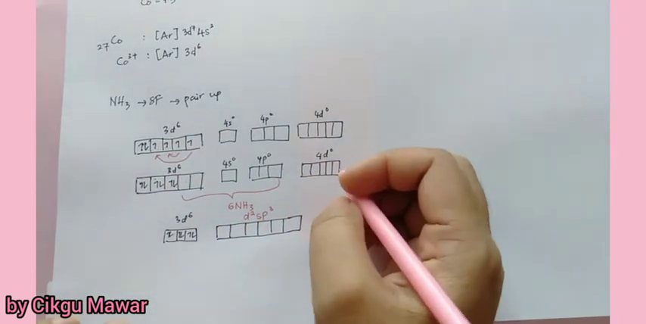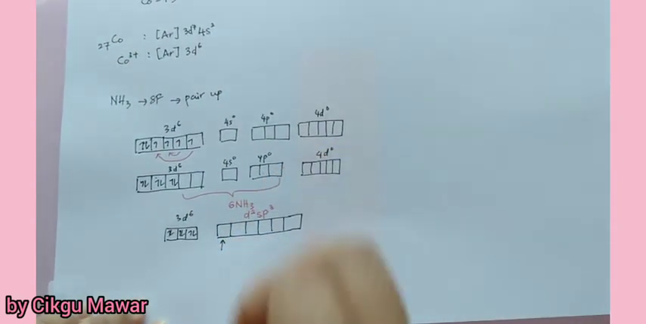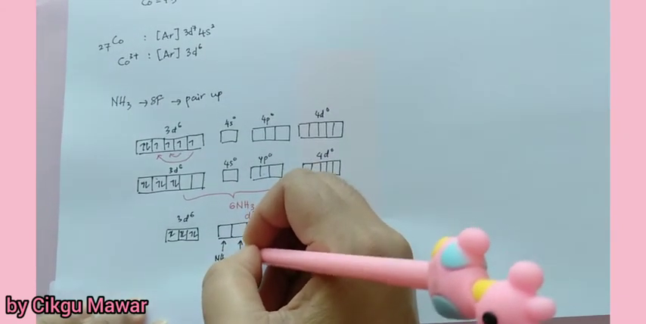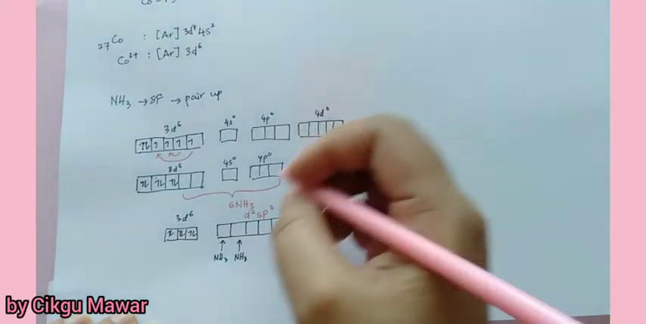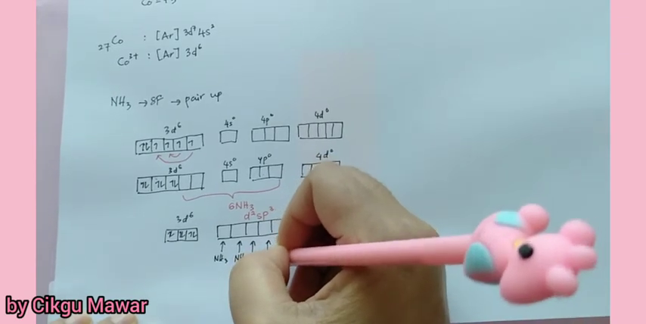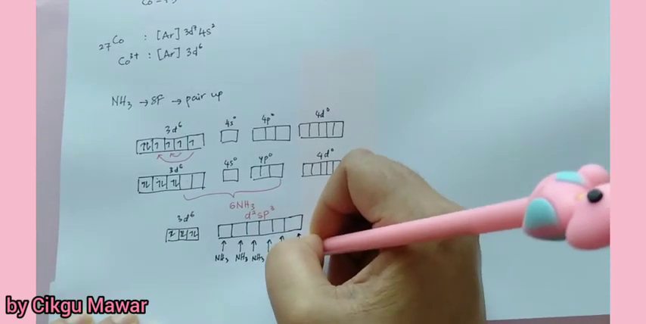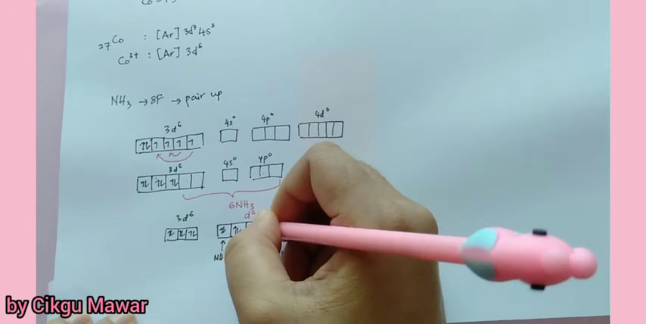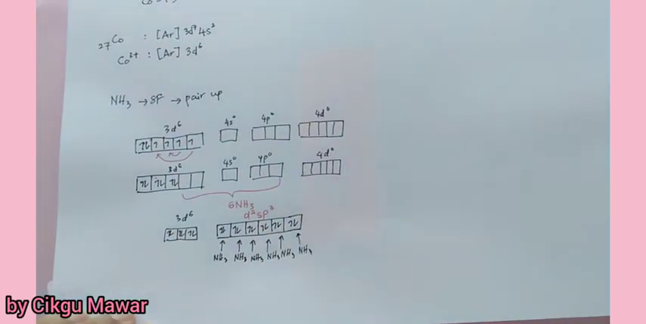So now we will bond it with the ligand. We put ammonia here. Each empty orbital will be accommodated by a ligand. So just put it here. Each ligand shares its lone pair. Alright, so this is the diagram.